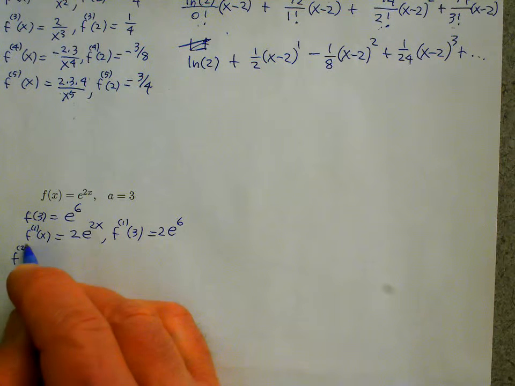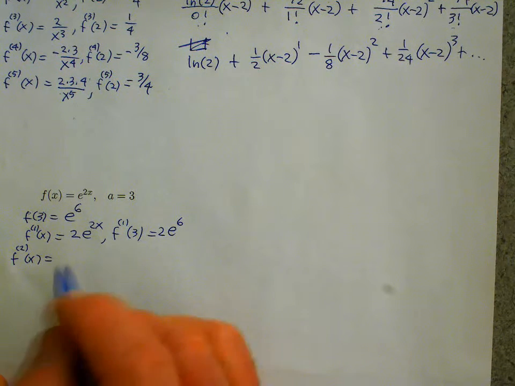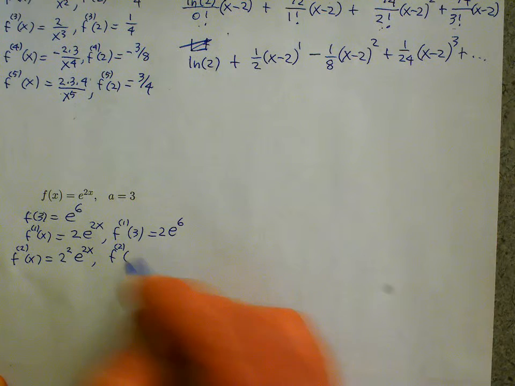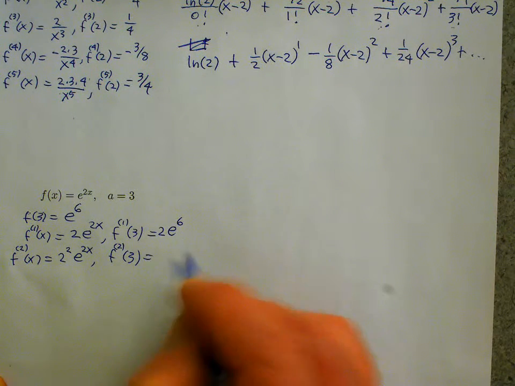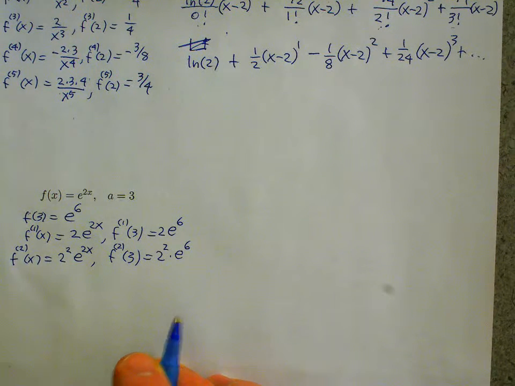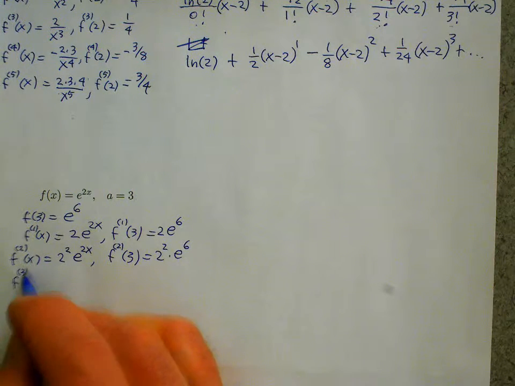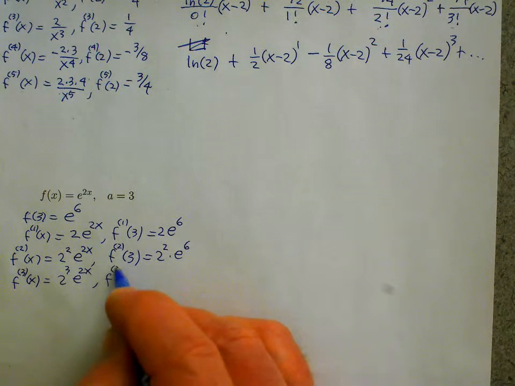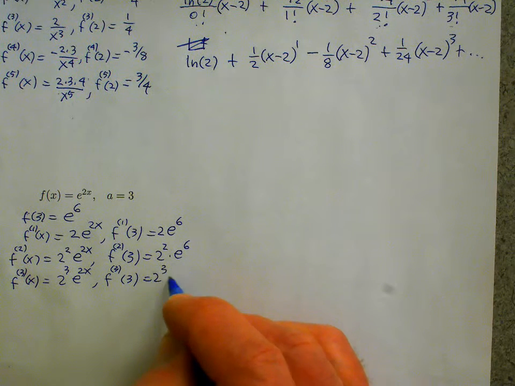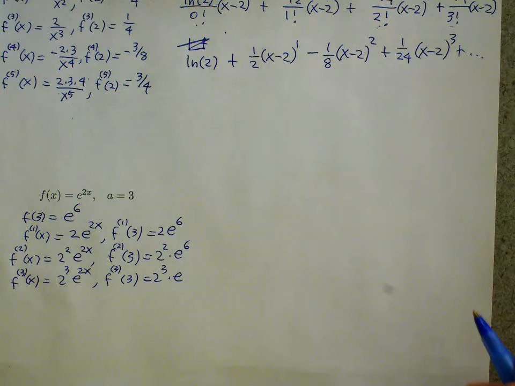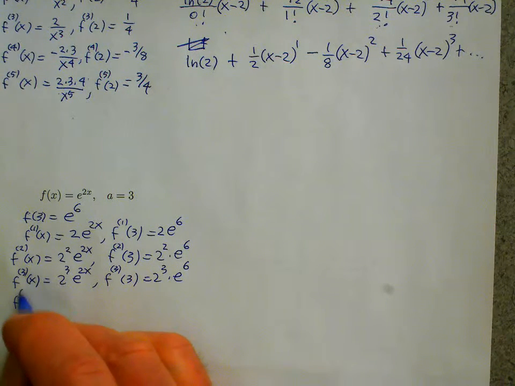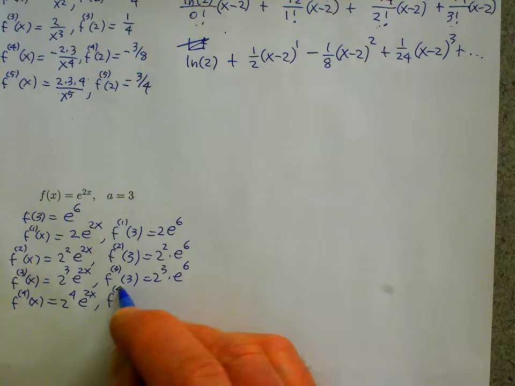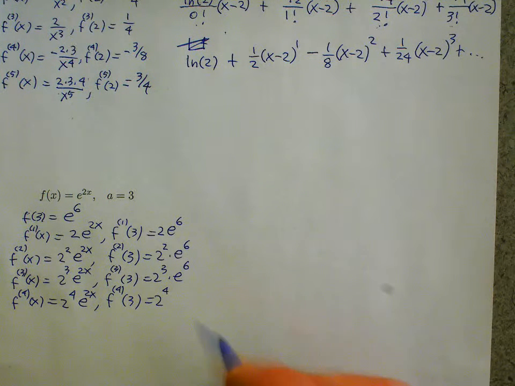The second derivative is 2 times 2. I'll write it as 2 to the second times e to the 2x. And then evaluate the second derivative at 3. We get 2 to the second times e to the 6th. So just a couple more. The third derivative is 2 to the third times e to the 2x. The third derivative evaluated at 3 is 2 to the third times e to the 6th. The fourth derivative is 2 to the 4th times e to the 2x. Evaluate the fourth derivative at 3. We get 2 to the 4th times e to the 6th.